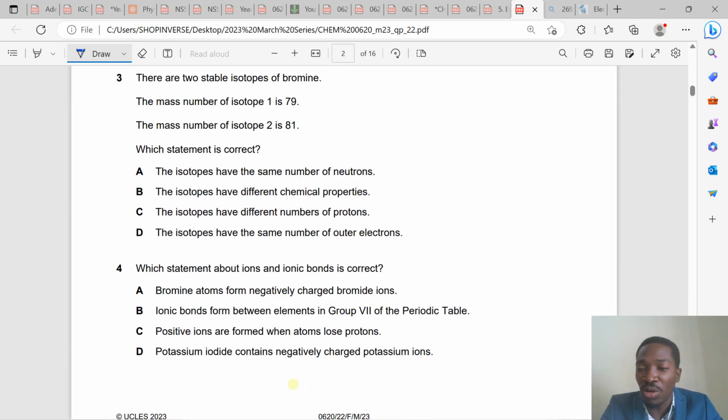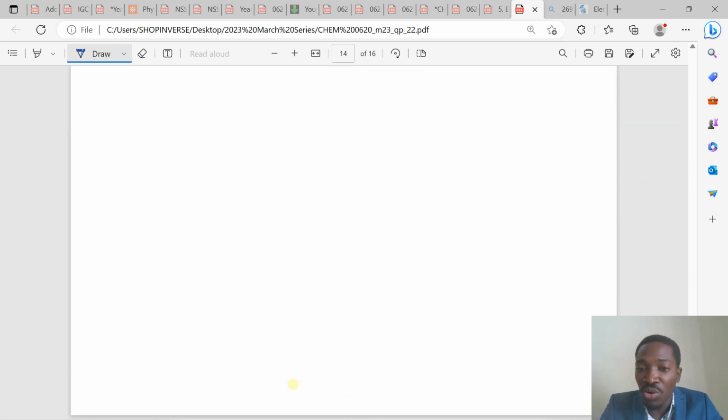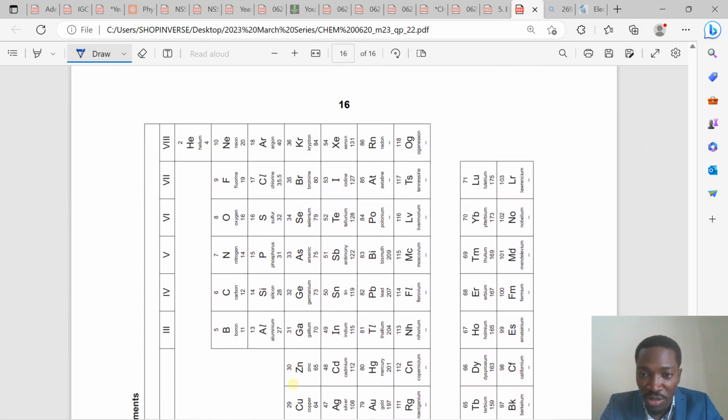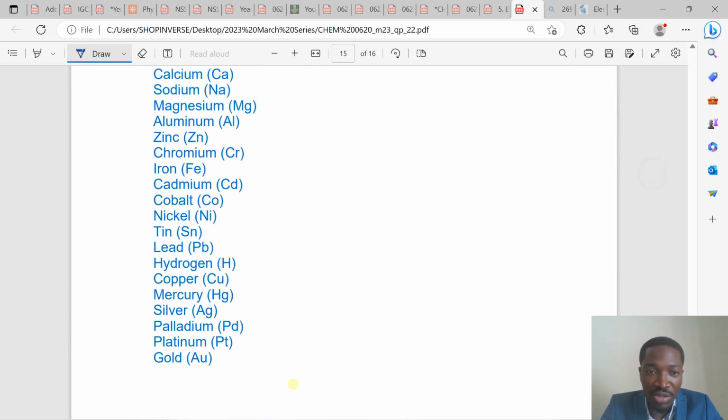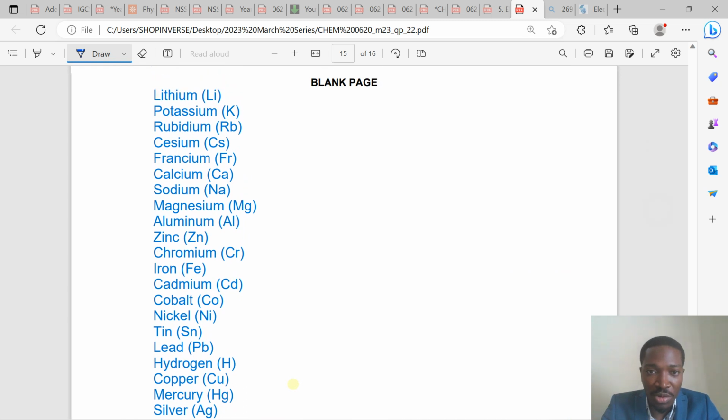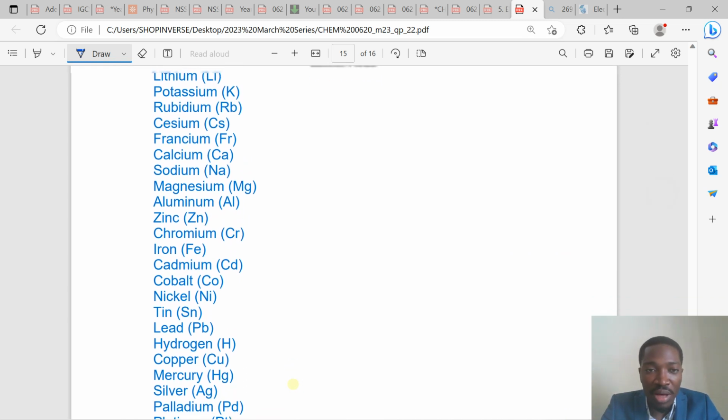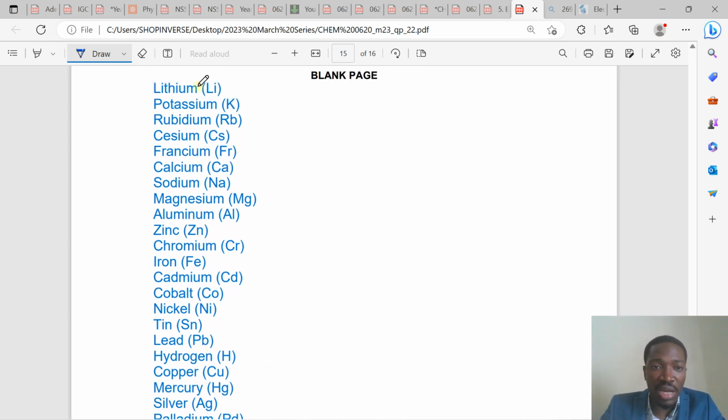Now that you know all of that, another thing you also need to know is your electrochemical series. Of course, the periodic table will be given to you, but the electrochemical series will not be given to you. So to be on the safe side, just try to understand the series, okay? The most electropositive ones are on the top: lithium, potassium, rubidium, calcium, francium, sodium, magnesium. So this is the electrochemical series.